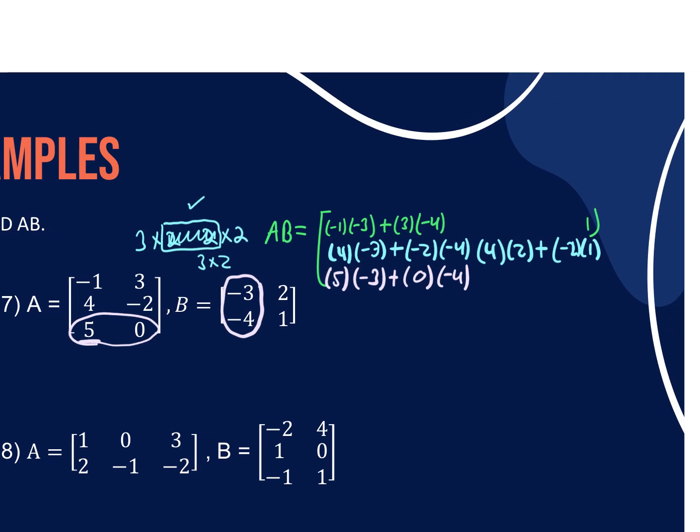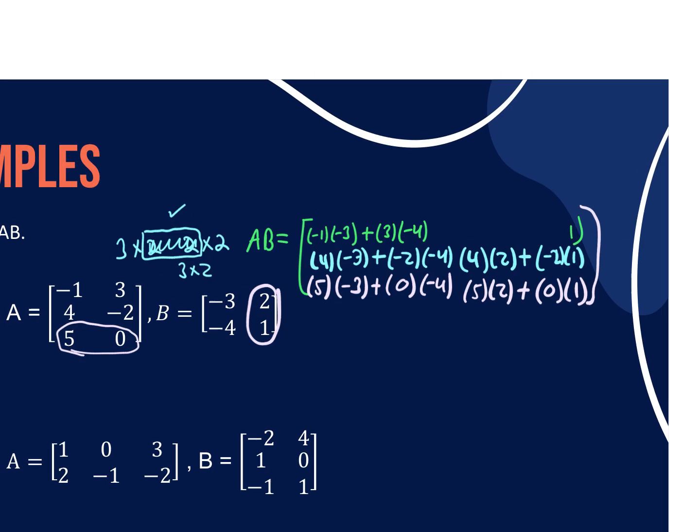All right, and then you're going to do the exact same thing with the last pair of rows and columns, right? So it's going to be the third row and the second column. So it's going to be a 5 times 2 plus a 0 times 1. All right, and then that's our matrix. We just have to simplify all of these now.